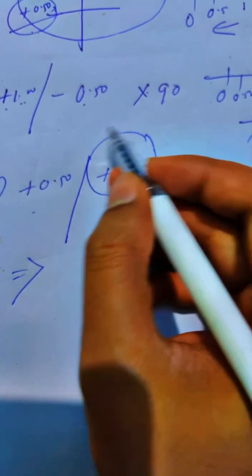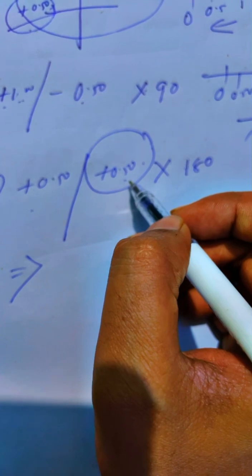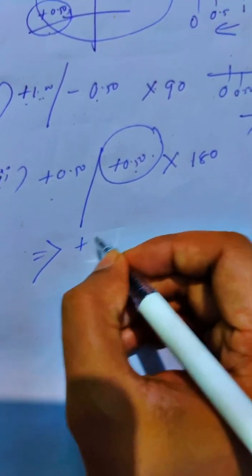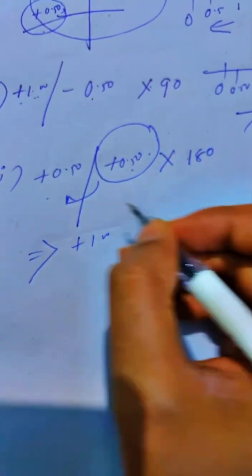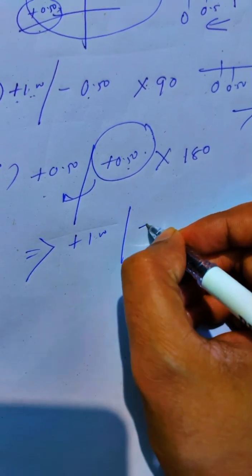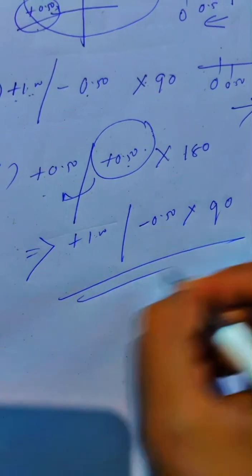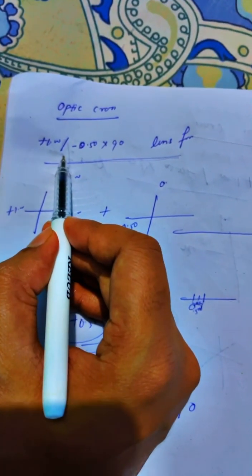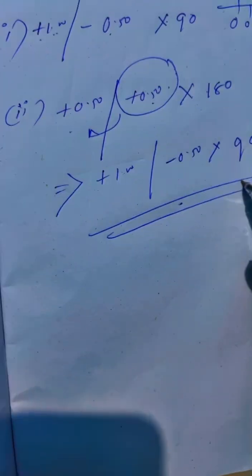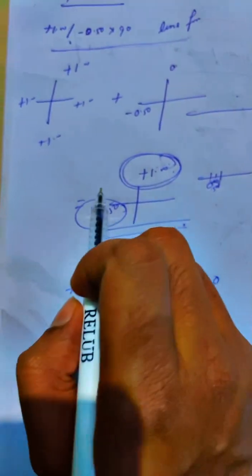So we have to do the transposition because the cylinder is in plus form. After transposition I will get plus 1, because sphere plus cylinder. Then change the sign of the cylinder to 0.50 and change the axis, right? I got this. This was my question and this is my answer also. So my optic cross is right. Correct? You got this? Any doubt?